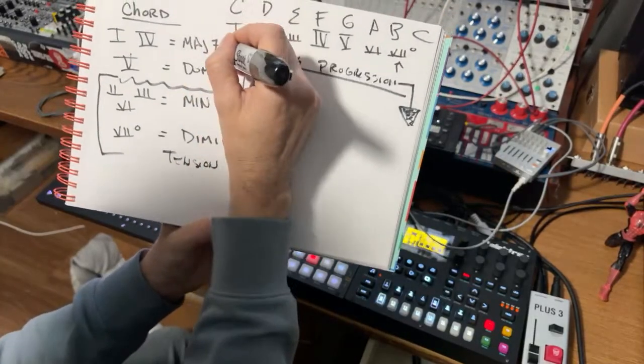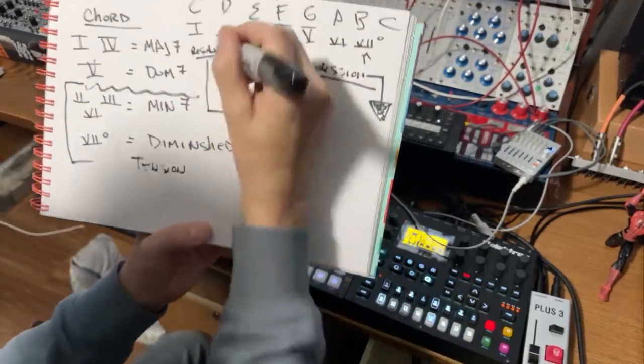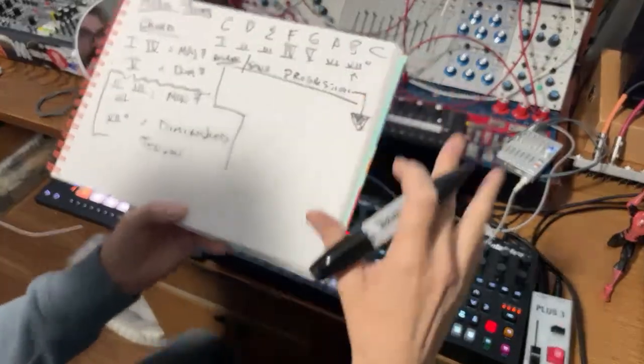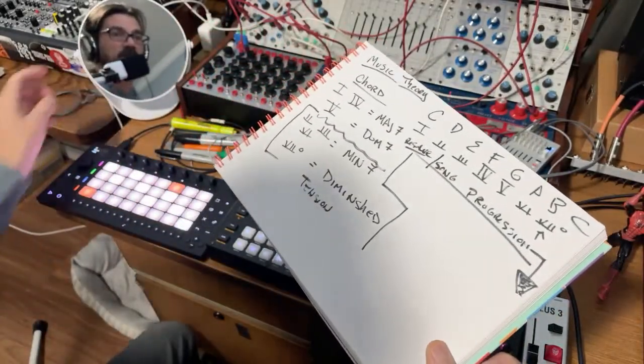And the ones up here are like resolve. Okay? So remember that major chords feel like they resolve, they make you come back home, and minor chords and diminished chords make you feel like there's a little bit more tension.